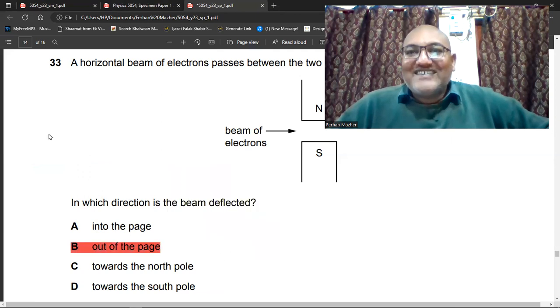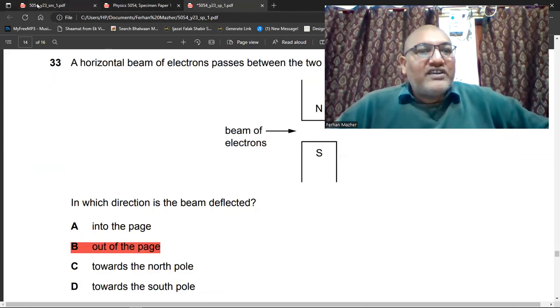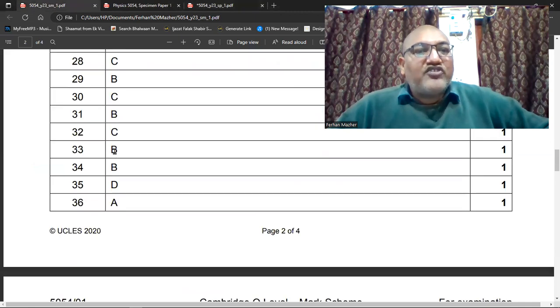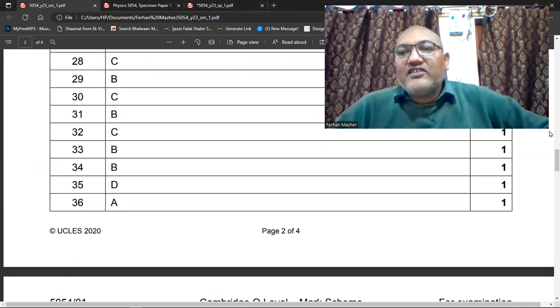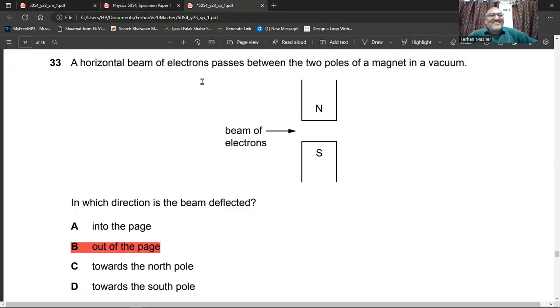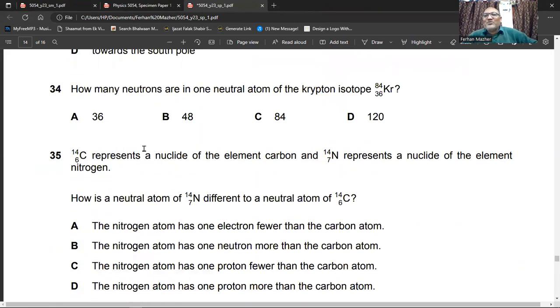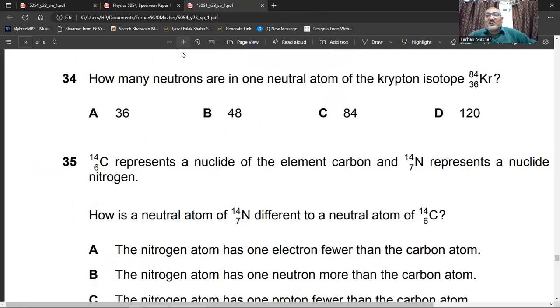I hope you know what the left-hand rule is. That was question number 33. I think B is the option. Question number 33, B is the right option, sir. Okay, back to the size. I hope you understand what the left-hand rule is, and the left-hand rule is used for the conventional current for the positive charges. So that's why whatever the left hand predicted, we took opposite to that.